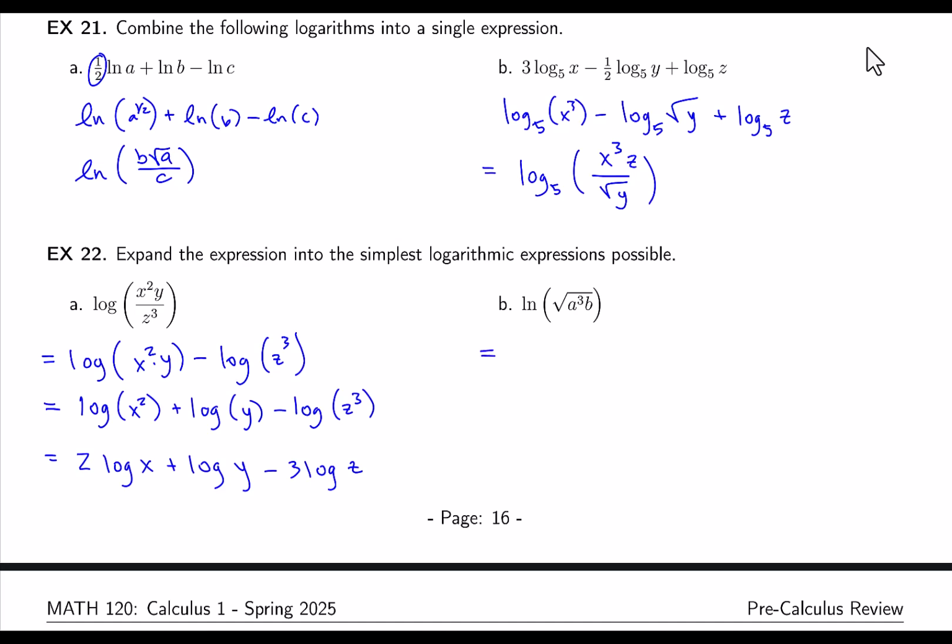All right, this next one is a natural logarithm, and I have a square root. So I can start off by writing that as a cubed b to the 1/2 power. All right, so that 1/2 power is an exponent on the argument, and it can come out as a constant multiplier.